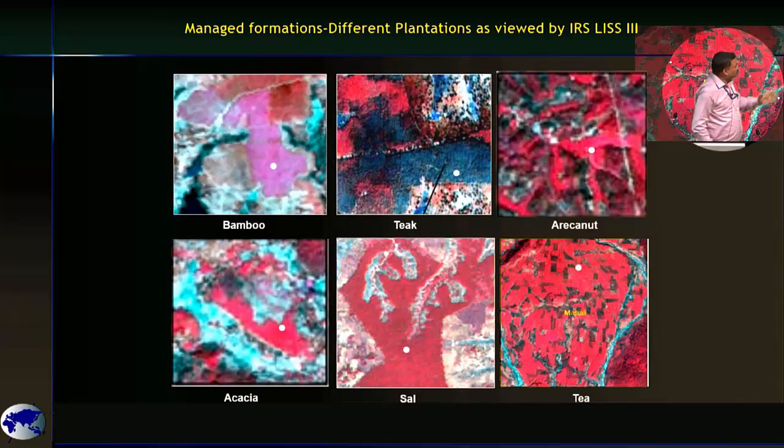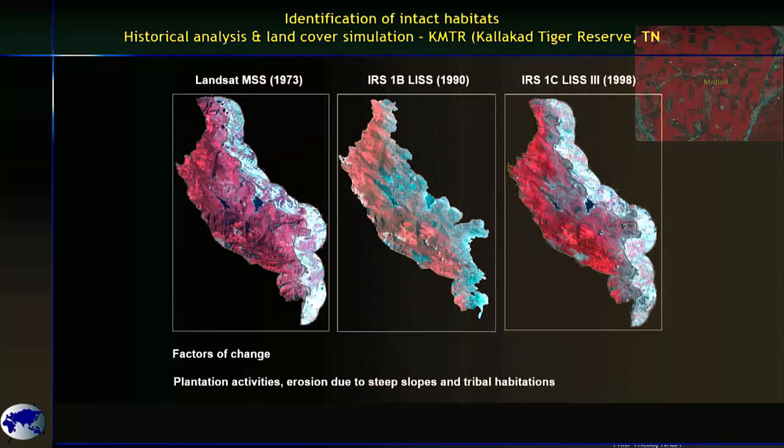Okay. So once that is done, these are some of the formations for bamboo. You can have a different tone, texture and color. Similarly for teak, acacia, sal, all those things, you can have altogether different tone, texture and color.